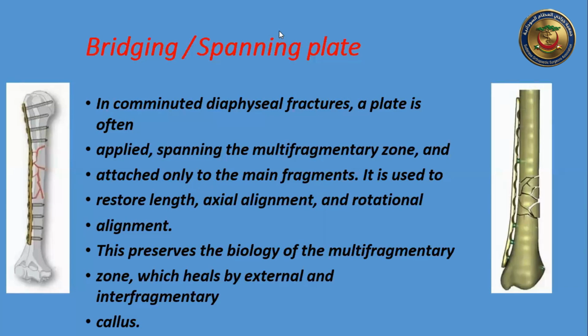We need relative stability, so we need functional reduction. We need to just maintain length, alignment, and rotation, and we should preserve the biology. So most bridging plates are done in MIPO technique.